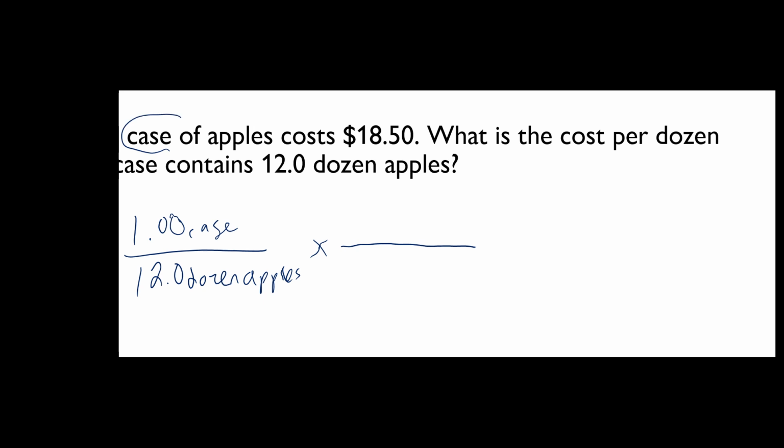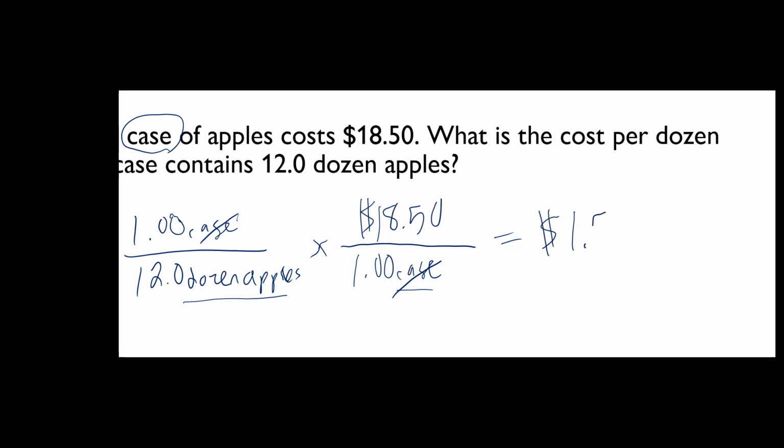I want to take case this time and put the one case on the bottom. One case is $18.50. That way, when you multiply across, because you always multiply across when you're doing fractions, you'll get cases times dollars on the top and dozen apples times cases on the bottom. Case then will cancel because you have one on the top and one on the bottom. And so when you multiply and divide, you'll get $18.50 divided by 12. And when you simplify that, you get $1.54 per dozen apples.